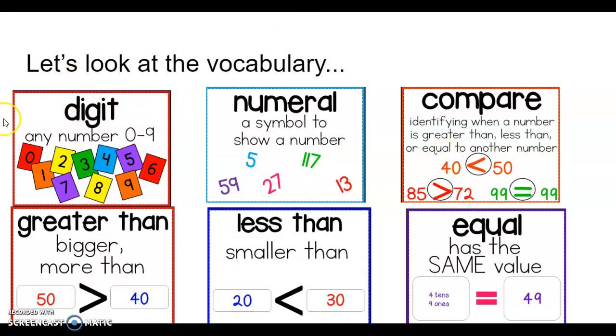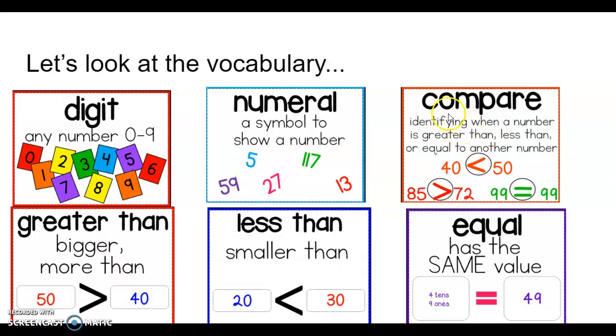If you see the word digit, it just means any number from 0 to 9. So a digit is any number 0 to 9. Numeral is a symbol to show a number. Here is the numeral 5. It's showing me the number 5.